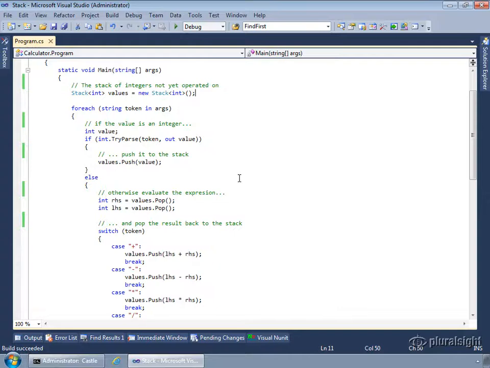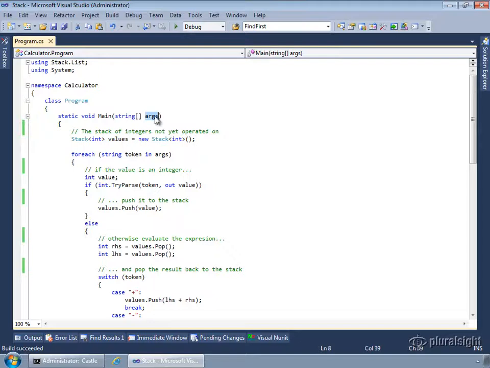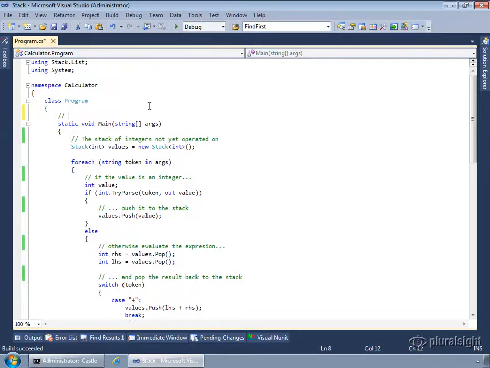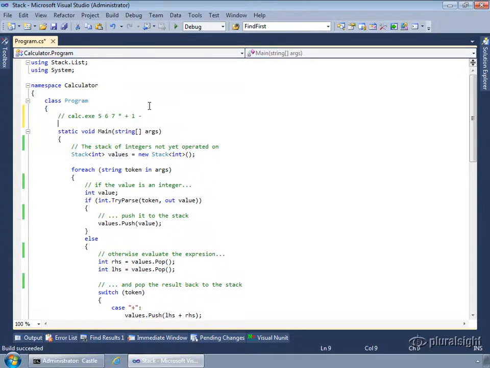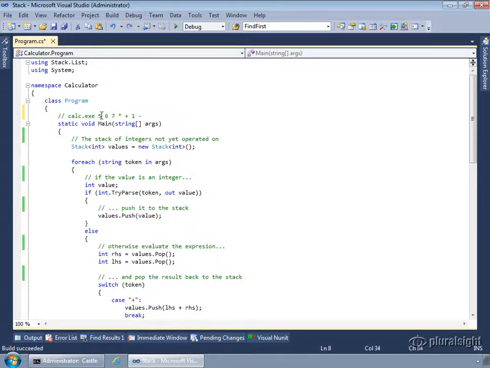Now recall from our algorithm, it starts with enumerating over all the tokens. Now in this case, the tokens are the input arguments. For example, if the input arguments were 5, 6, 7, star, plus, 1, minus, what we're going to do is evaluate that expression just like we did in the slides earlier. Each of these values, 5, 6, 7, is one of the tokens.